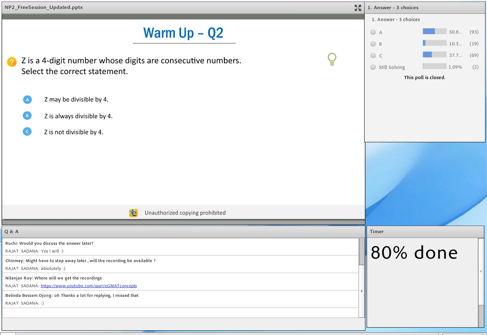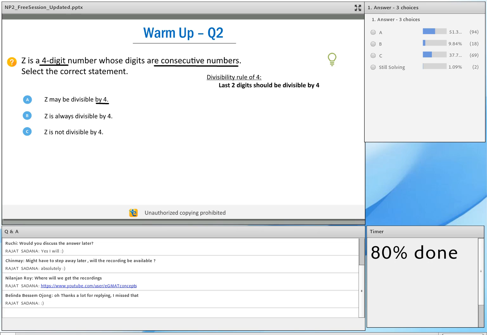Now, this is a classic case of a scenario where you have to look at a core skill that we call consider all cases. Now, what's given to you? What's given to you is that Z is a 4-digit number whose digits are consecutive numbers. And again, we are testing divisibility by 4. Now, what does this mean? Divisibility by 4 implies that the last 2 digits should be divisible by 4.